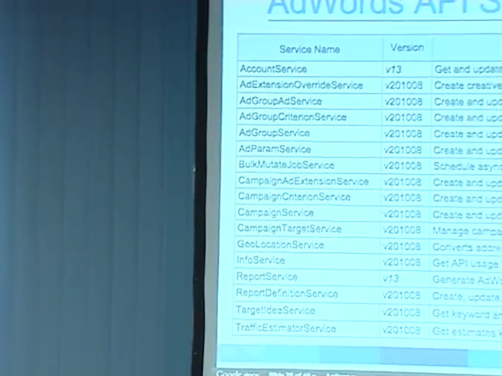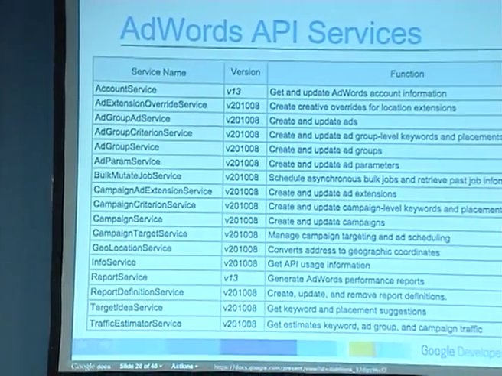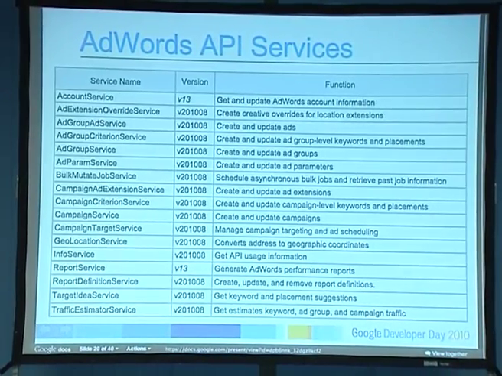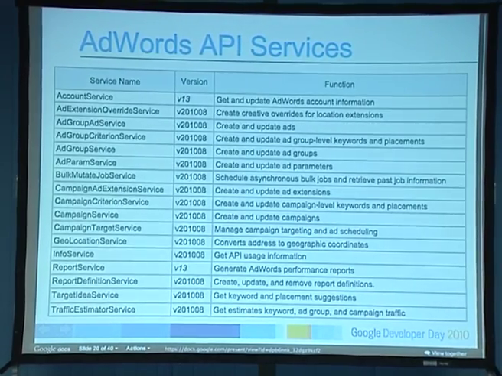So the AdWords API offers a very large number of services. It's divided in different services. I don't want to give too much detail about this. We have a service for each object, and I'm going to show how to use some of the objects. This is the list of all the services that we offer in the AdWords API. It's one of the largest APIs that we offer.